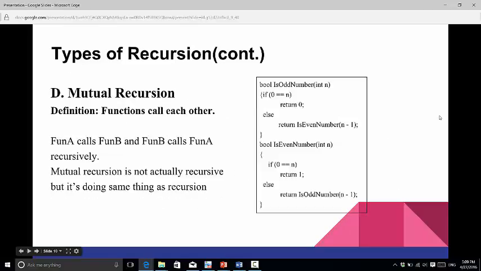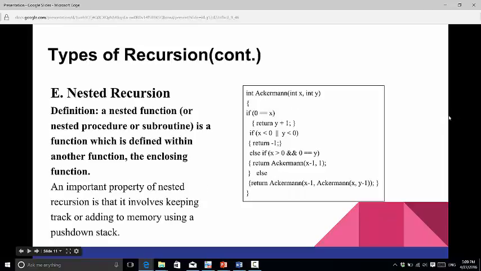The fourth one is mutual recursion. These functions, we can say, call each other. For example, function A calls function B, and function B calls function A recursively. Lastly, nested recursion, where we define a nested function as a function which is defined with another function.